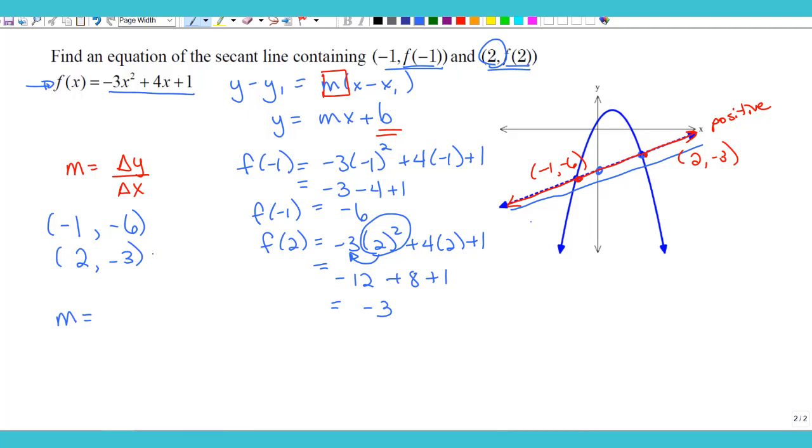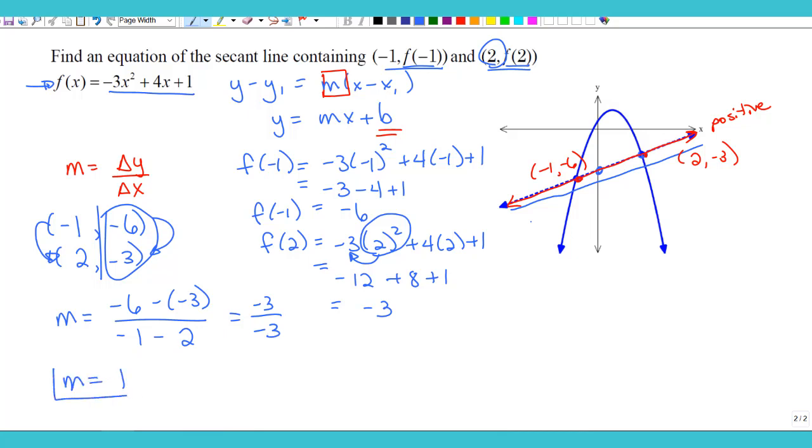So we have the difference in y's. It doesn't matter which order you subtract them in as long as you are consistent. So if I have negative 6 minus a negative 3 over negative 1 minus 2, I just subtracted those two and those two. So I have negative 6 plus 3 over negative 1 minus 2, and that of course reduces to the slope of 1. Now remember, I can't use this, even though that's how I want my answers to look when I'm done. I'm going to need to use that point-slope formula.